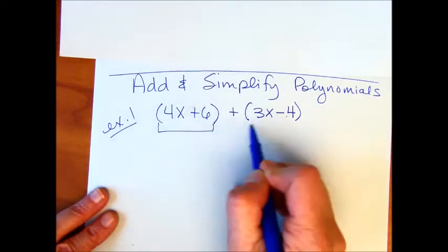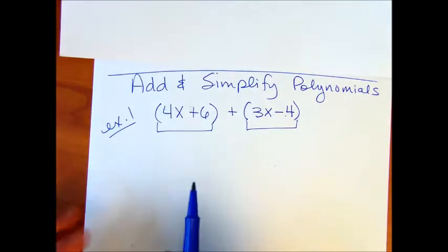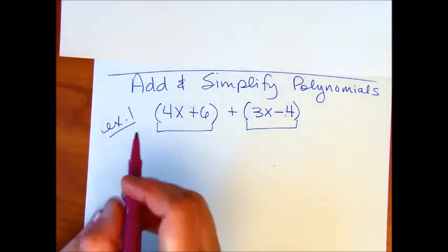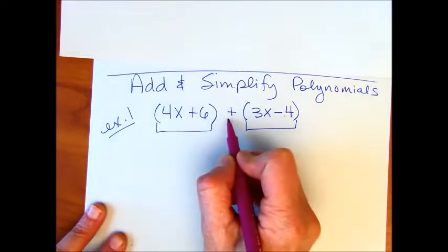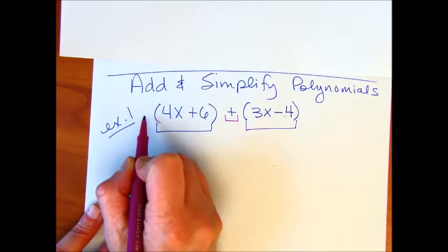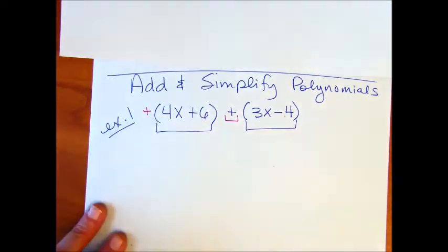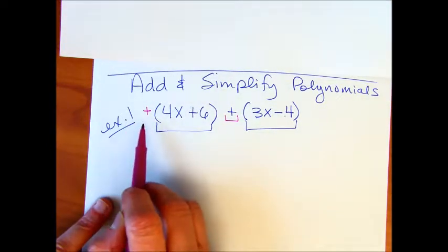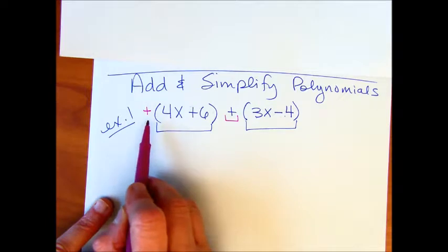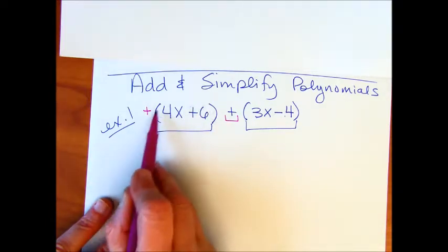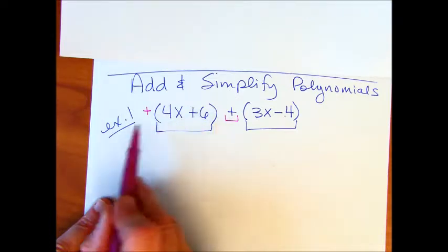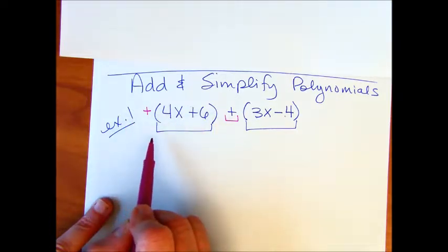This is a binomial, this is a binomial. Now notice that the sign in front of each binomial is a positive. Here we can see it. Here it's not written, but because a negative is not written, we can assume that that's a positive sign. Now before, when we talked about distributive property, the goal is to break up these groupings by eliminating the parentheses. And we do that by using distributive property.